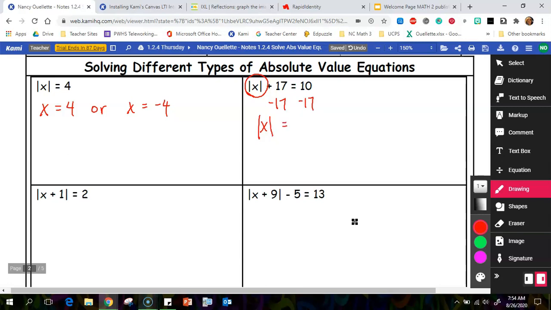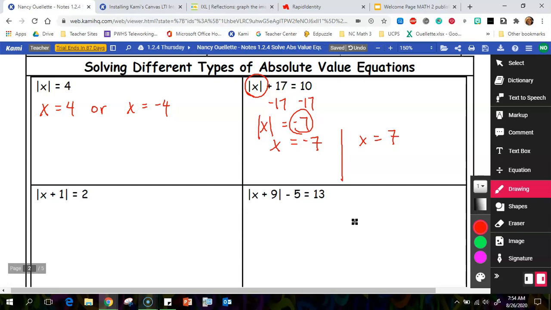Leave it in the absolute value, equals -7. And then I'm going to set it up two ways. This is where I take it out of the absolute value symbol, x equals -7, and x equals, and then I take the opposite of that, +7. And that's my answer, because there's nothing else to solve.